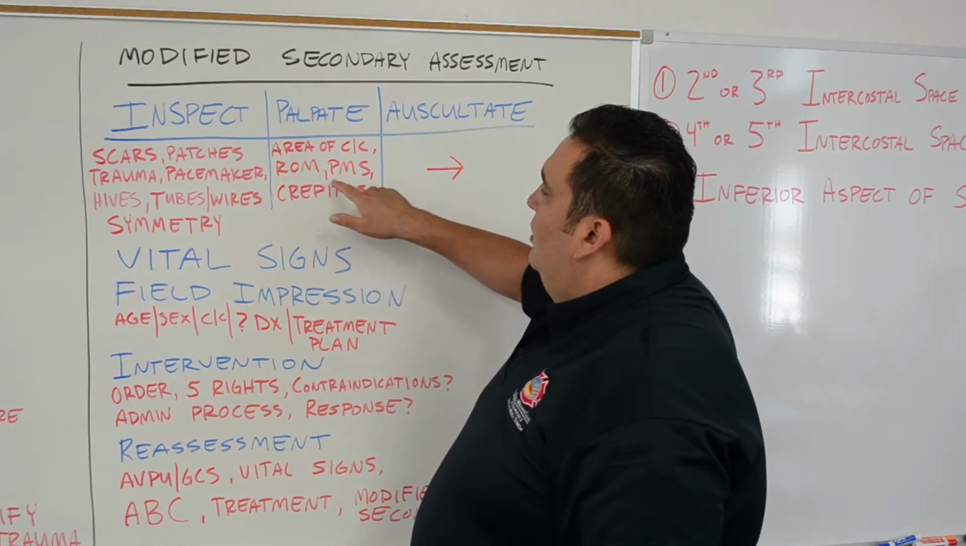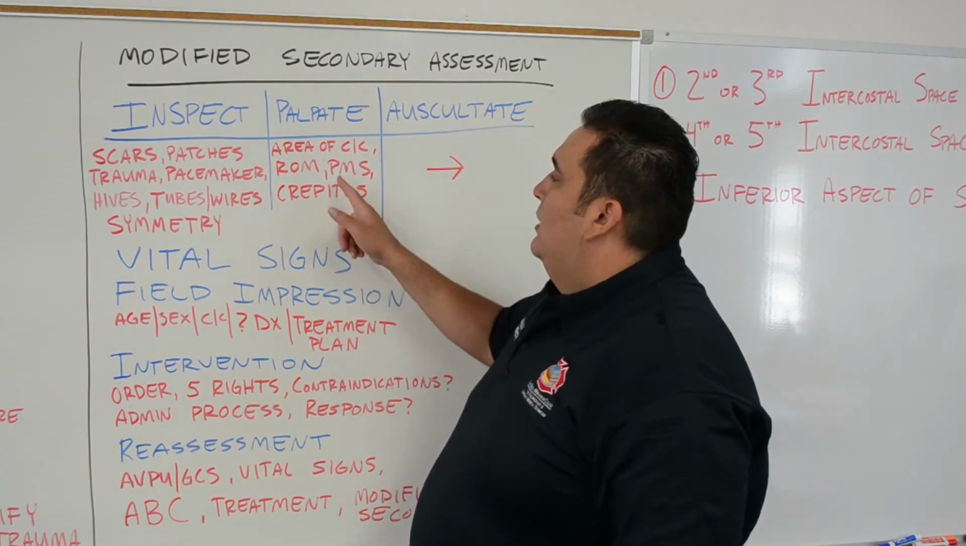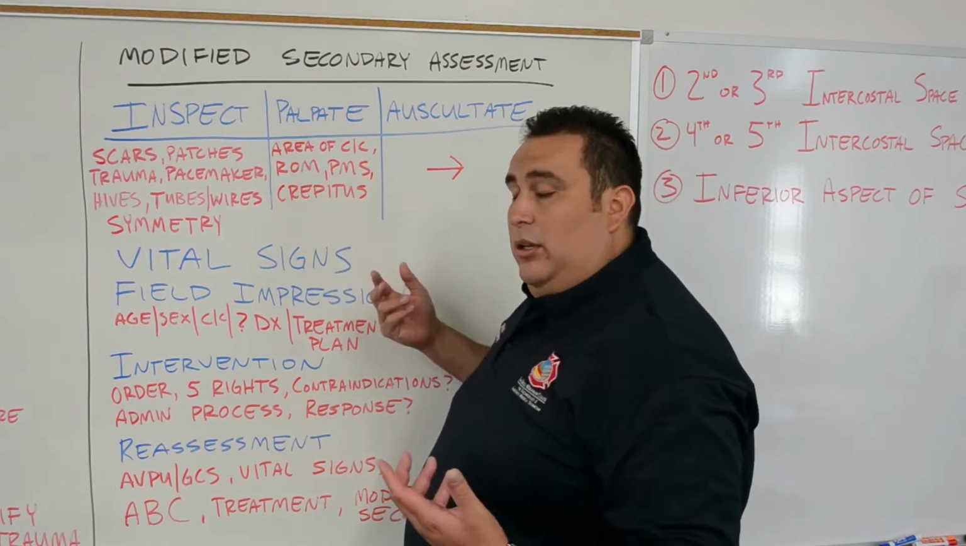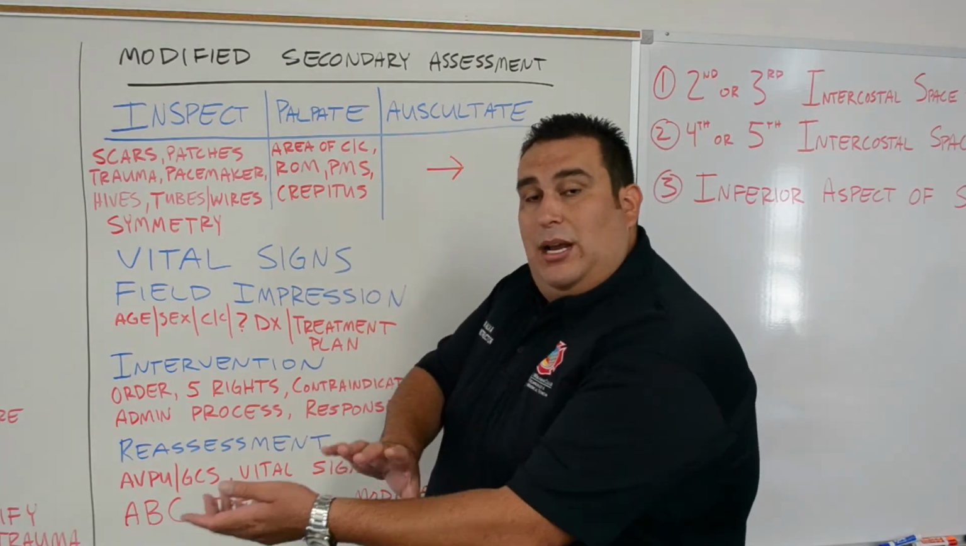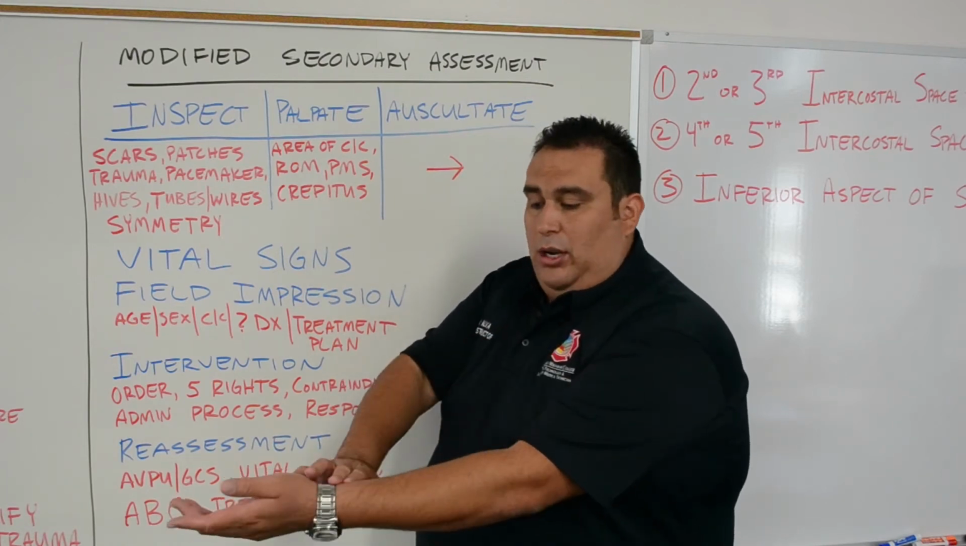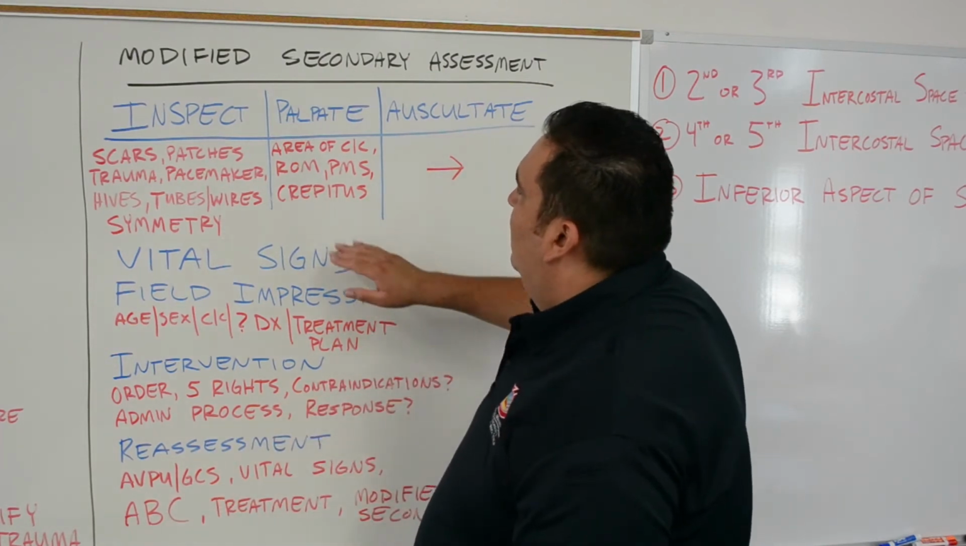Distal PMS, pulse, motor, and sensory. We'll talk about that on a different day, but we're going to look at distal pulse, motor, and sensory of the extremity in question. If somebody's having shoulder pain, we're going to go ahead and check distal PMS.